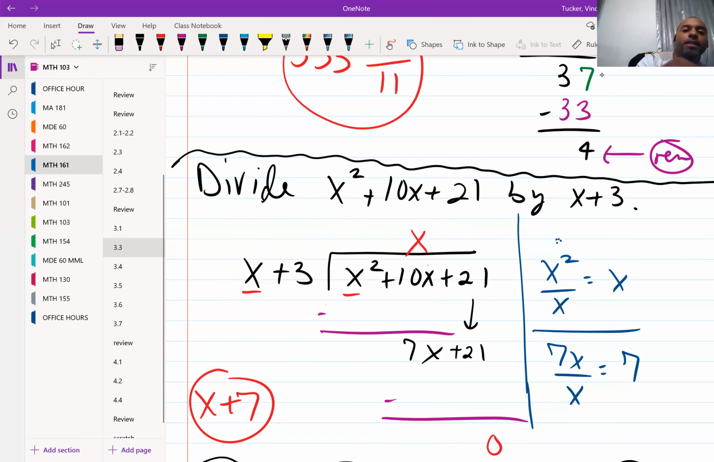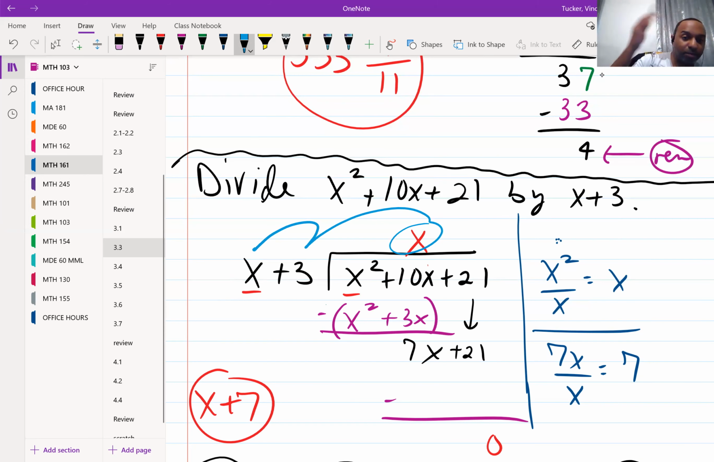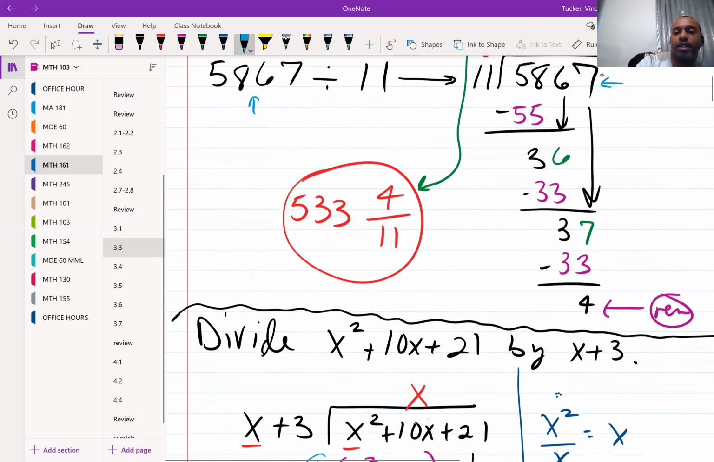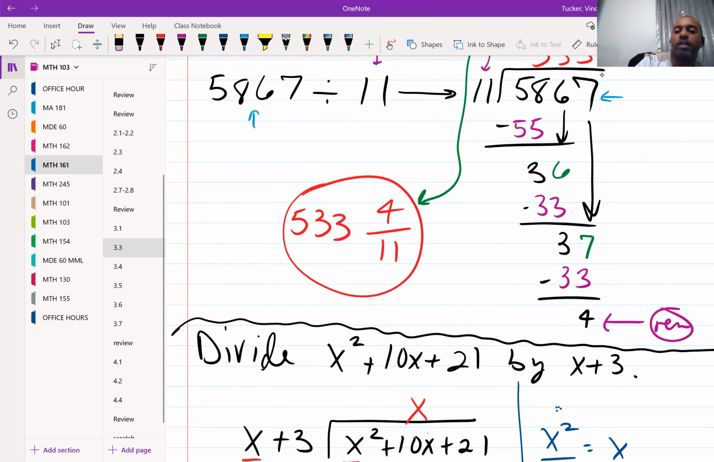So now I take this x and multiply it to both terms out here. So x times x is x squared. x times 3 is 3x. So don't forget to multiply this x to both terms out here. Just like the 11 was out there, we multiplied it to both ones. So that'll give you x squared plus 3x. Notice I put parentheses here because we have to subtract, just like we did here. Each time we have to subtract.